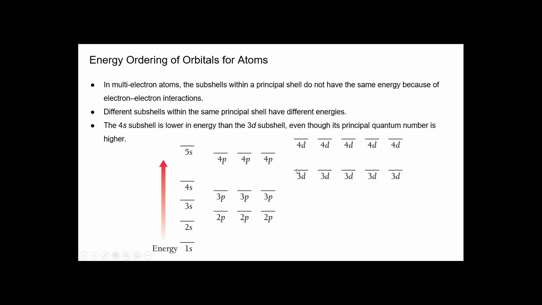So there's this little weird thing. 4p is here, then 5s, and then 4d. We have to take care of this: just because the number in front is the principal quantum level number, the subshells in that level are not all equivalent. So the 4s subshell is lower in energy than the 3d, even though its principal quantum number is higher.